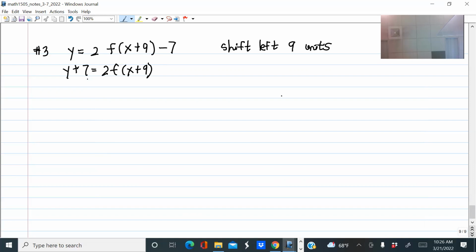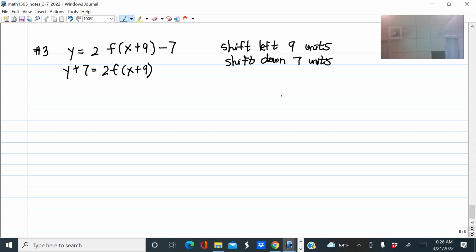So again, normally you would think of that as shifting up, since you're adding a constant to y, but it's counterintuitive, just like it is for x. So we're really shifting the graph down. So let's write that. We shift down 7 units.